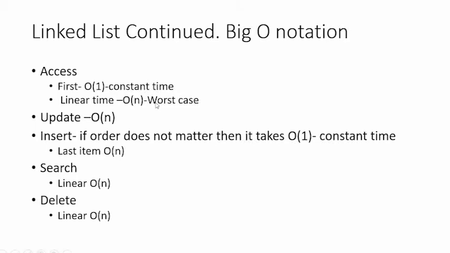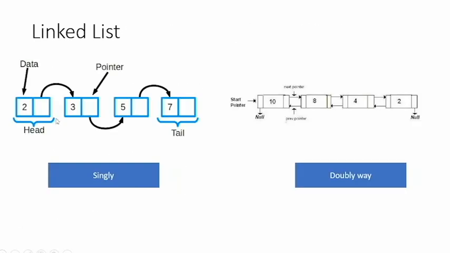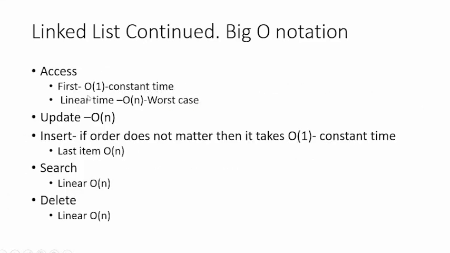Now if you want to access any other item, because you cannot access this randomly, you have to iterate through. You cannot access this node directly because there is no index, so you have to go first here and then here, then here. So searching is always linear time in a linked list. Again, if you want to update, you have to iterate through that element, so that would also be linear time, because you have to iterate through that.